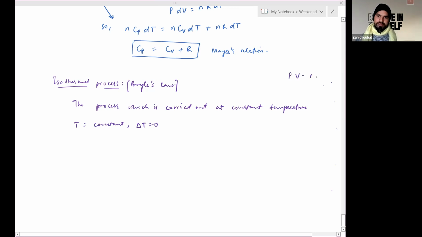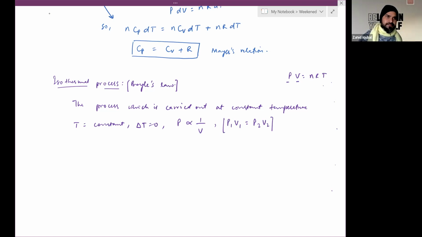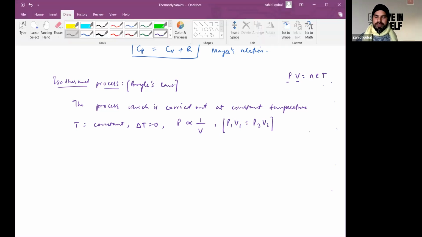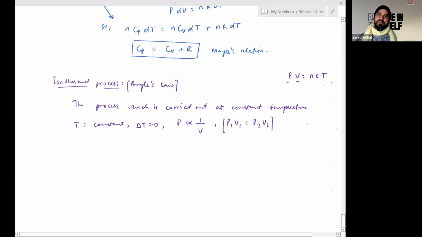So according to the equation PV equals nRT, since T is constant, pressure and volume should be inversely proportional to one another. So P1 V1 equals P2 V2 will be the equation of state for this part. Next, according to the generalized equation, P V to the power x equals constant. So the product of these two terms should be constant. So x will be 1 for this case.